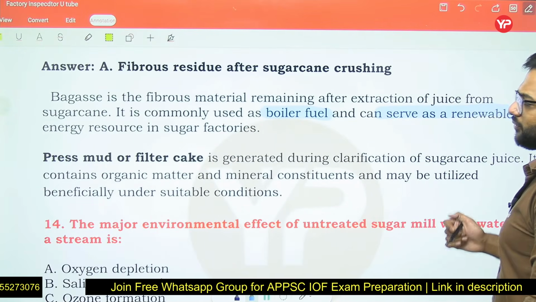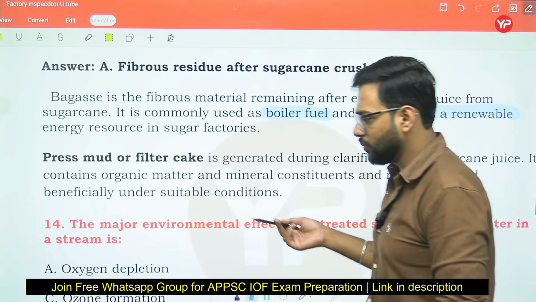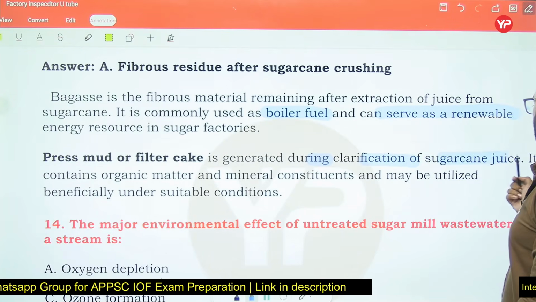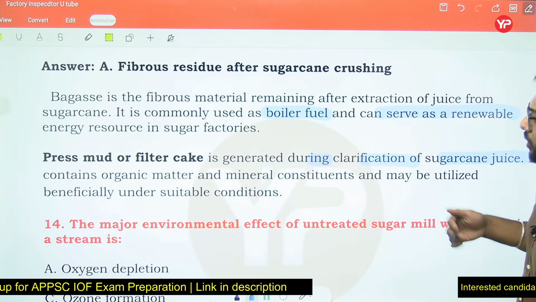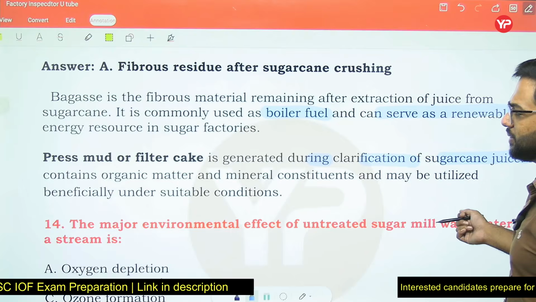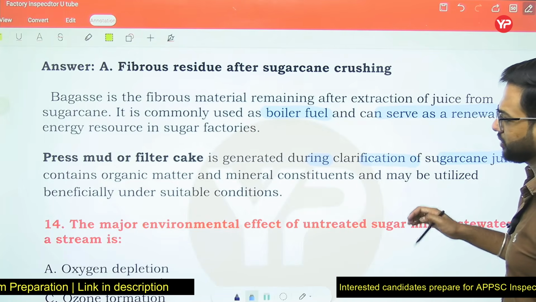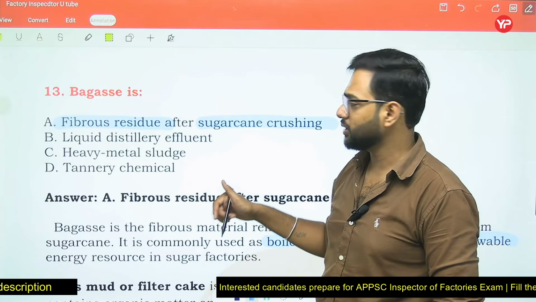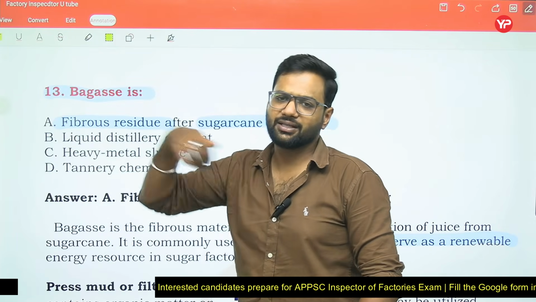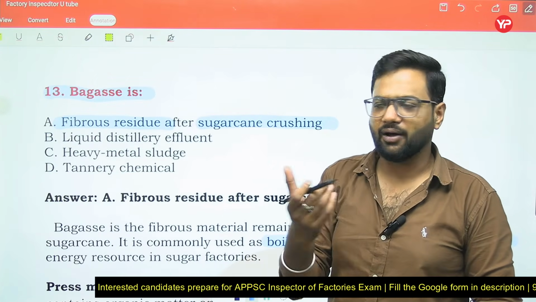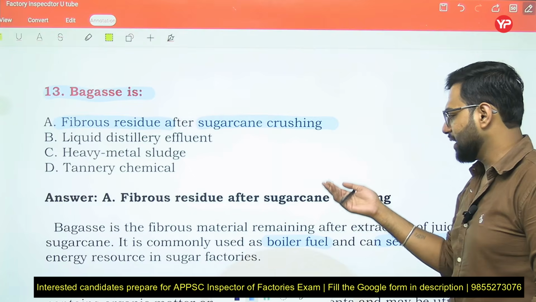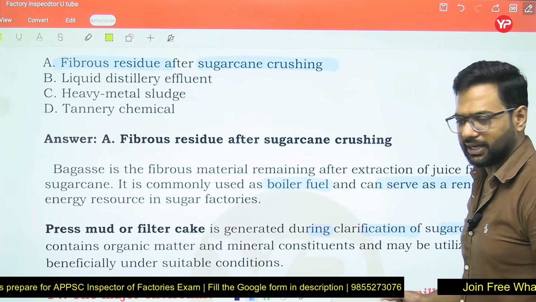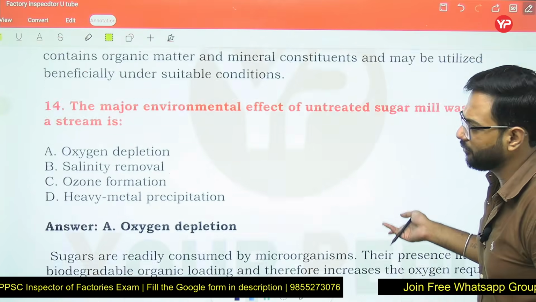And one more point you must know: press mud or filter cake is generated during the clarification of sugarcane juice. It contains organic matter and mineral constituents and may be utilized beneficially under suitable conditions. This is just an informatory question. If a question asks what is bagasse, it is the fibrous residue after the sugarcane crushing. So that residue is named bagasse. That's it. This is the key point that you have to remember.